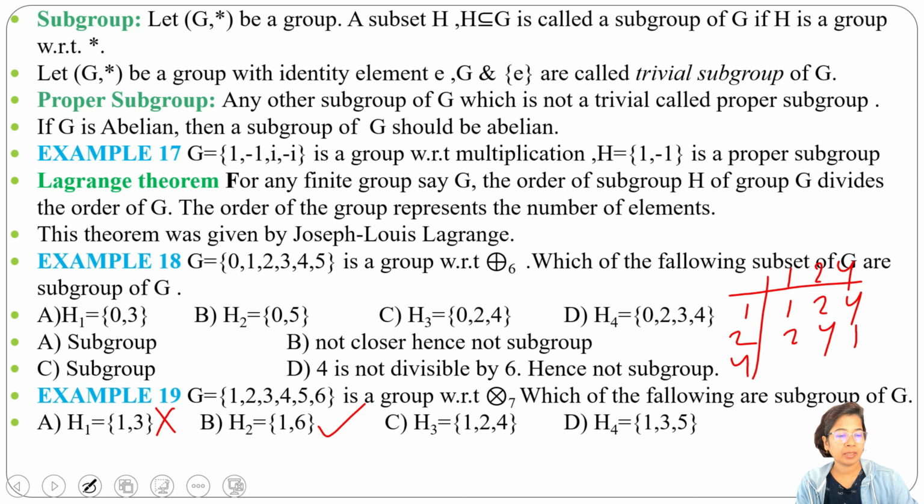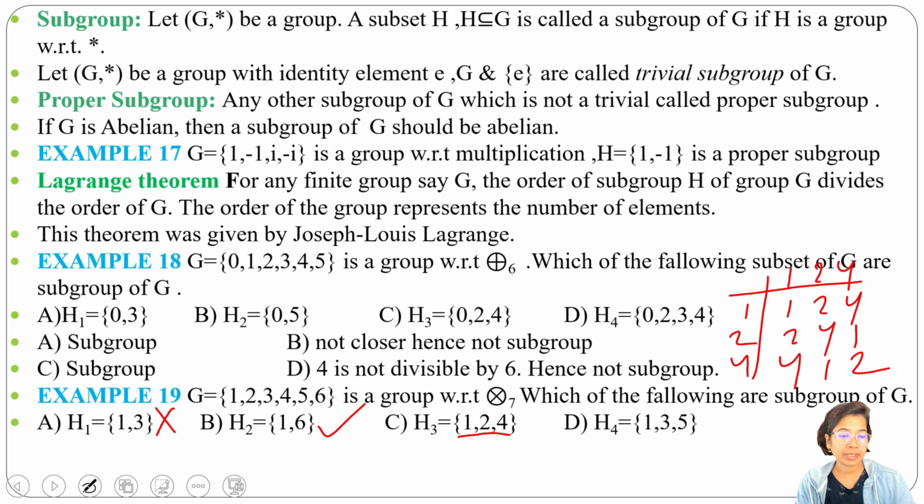Remainder is 1. Next, 4 into 1, 4. 4 into 2, 8. 8 divided by 7, remainder is 1. 4 into 4, 16. 16 divided by 7, remainder is 2. So this is closure, as all elements are 1, 2 and 4.